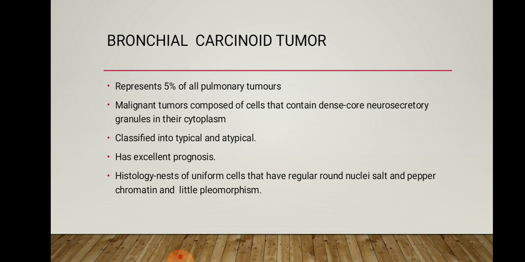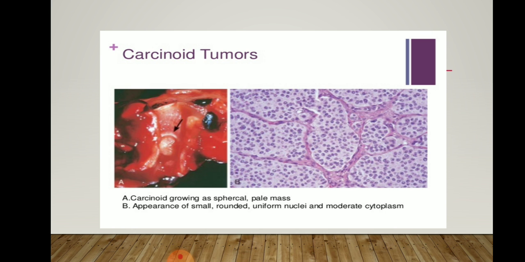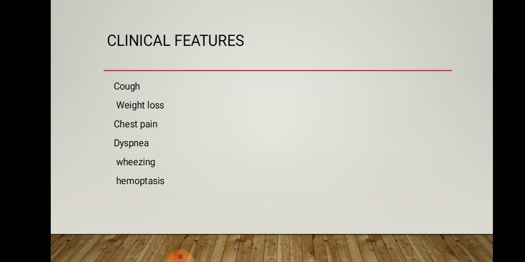Bronchial carcinoid tumor. They represent 5% of all pulmonary tumors. Malignant tumors composed of cells that contain dense core neurosecretory granules in their cytoplasm. They are classified into typical and atypical. They have excellent prognosis. On histology, we can see nests of uniform cells that have regular round cells with little pleomorphism. This is the image showing carcinoid tumor. On gross, they are seen as spherical and pale mass, and on microscopy the cells are small, rounded, with uniform nuclei and moderate cytoplasm. Clinical features of lung cancer: cough, weight loss, chest pain, dyspnea, wheezing, hemoptysis.